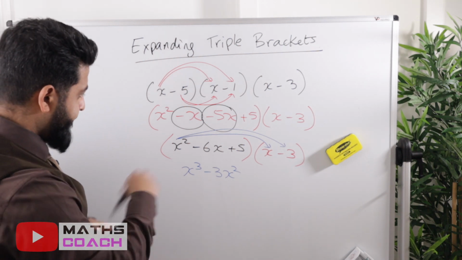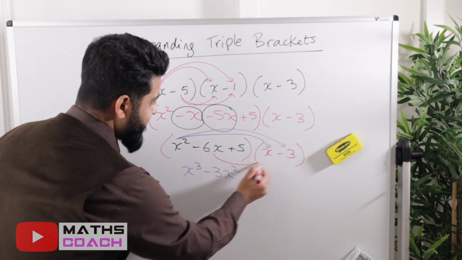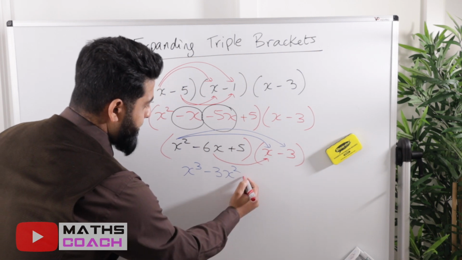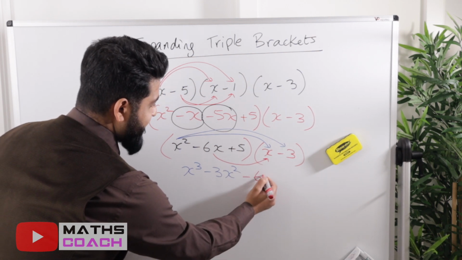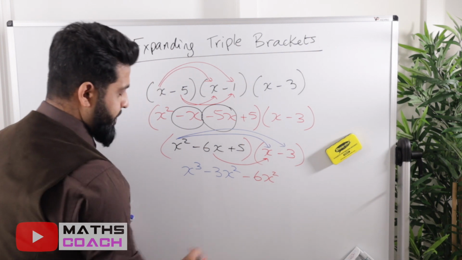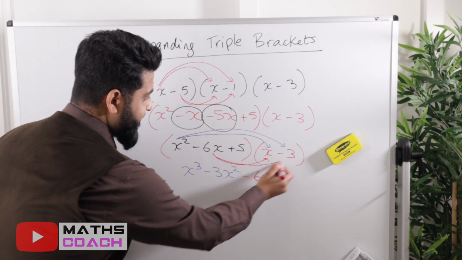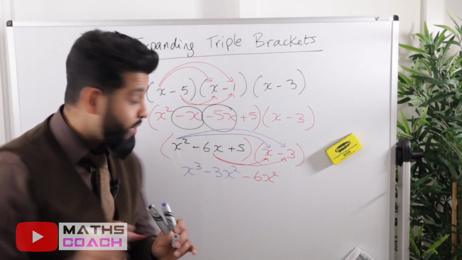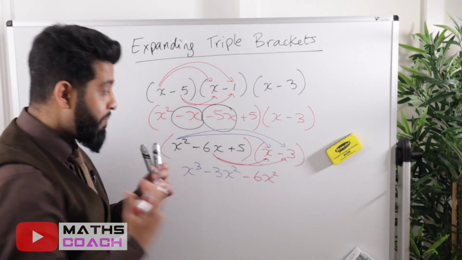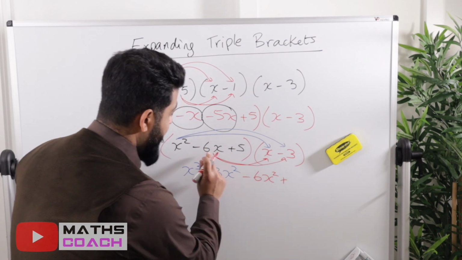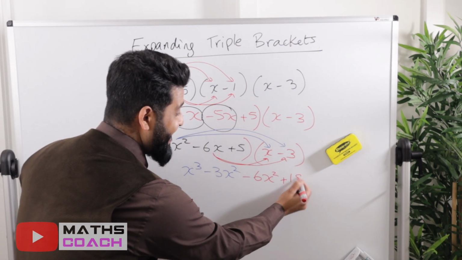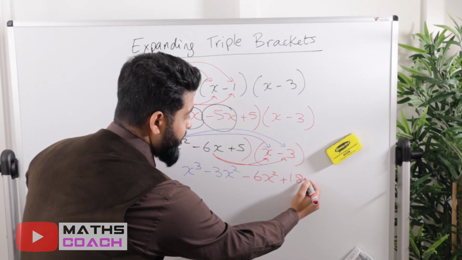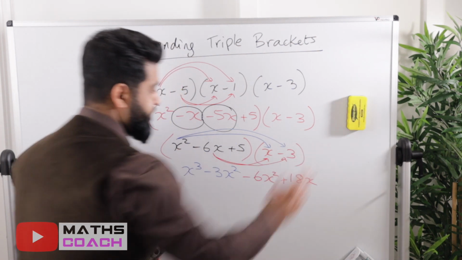Minus 6x times x is minus 6x squared. Again, minus 6x times minus 3. The sign is going to be positive. Remember, two negatives when they multiply, positive. So plus, and 6 times 3 is 18. And then x is on one of those, so therefore x.